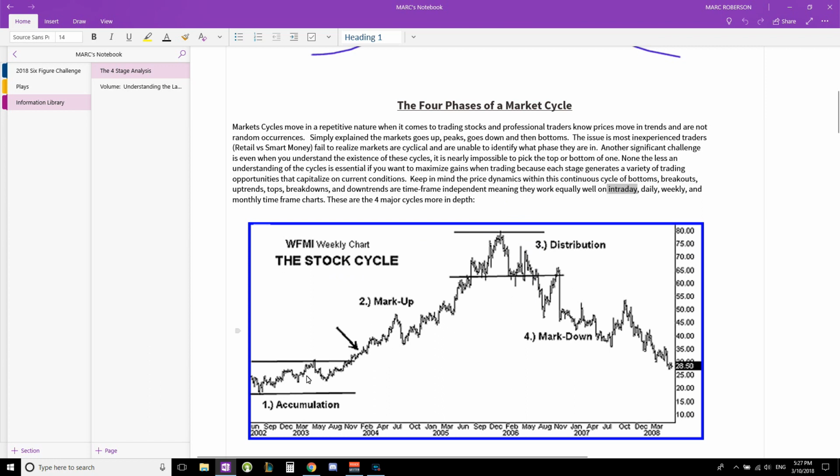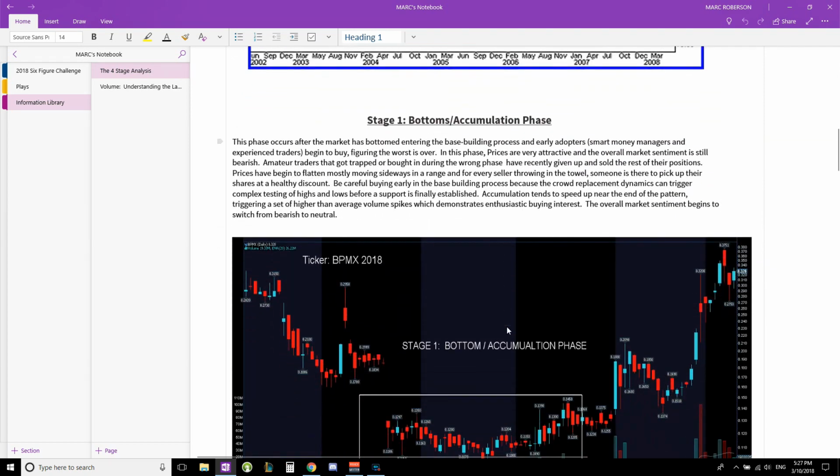And here's an example. Accumulation phase, you get the breakout, which begins the uptrend, which is the markup phase. You get stage 3, which is the distribution phase, where it tops out, and then stage 4, which is a breakdown, which moves into a downtrend, also known as the markdown phase.